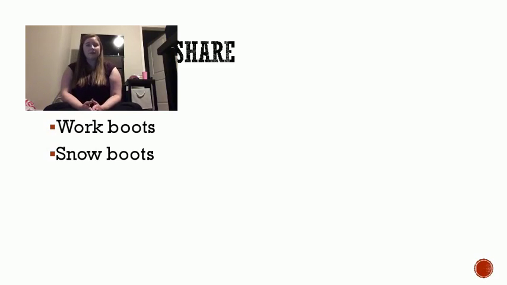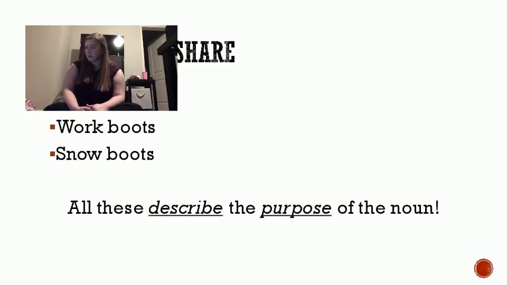So now that we know that, what do you think those words are doing? Do you still think they're not describing? They are, that's right, Noah. They're describing in a kind of different way. They're describing the purpose, right? They're describing the purpose of the noun, of what the noun is doing. Great job.